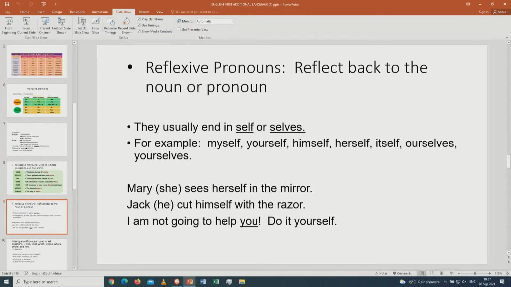I'm not going to help you. Do it yourself. Yourself reflects back to you. Reflexive pronouns are used to reflect back to either a pronoun or a noun.